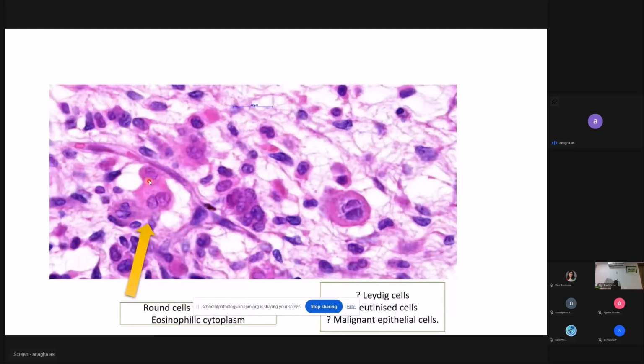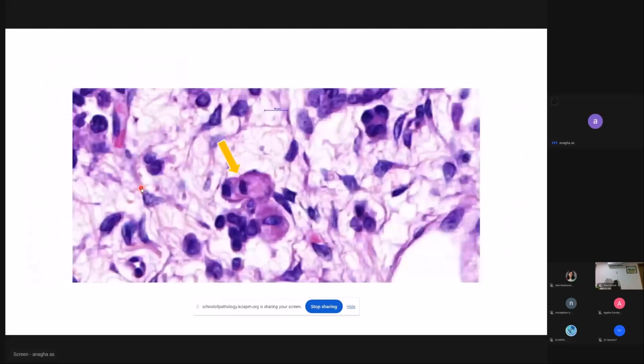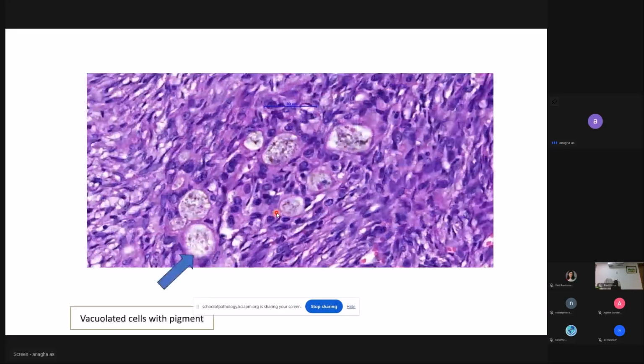There are round cells with eosinophilic cytoplasm. These could be Leydig cells, luteinized cells, or malignant epithelial cells. In some areas you can see signet cells, which are arranged in singles and also in clusters. These are eosinophilic areas having luteinized stromal cells and eosinophilic cells having some pigment in between. These are vacuolated cells with pigment.